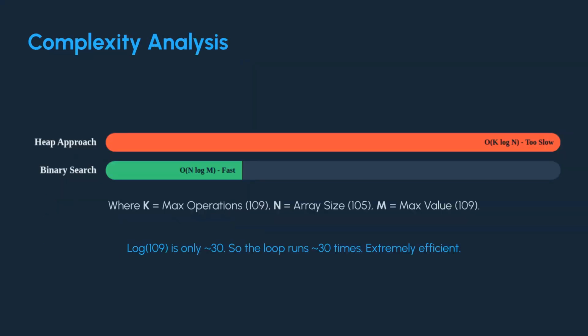The complexity analysis shows that the binary search approach is highly efficient. Since the maximum value m is 10^9, log m is approximately 30. This means the loop runs about 30 times, which is extremely fast compared to a heap simulation.